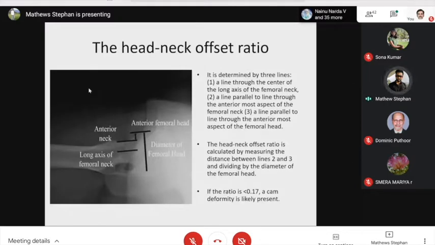Next, head-neck offset ratio. It is determined by 3 lines. A line is drawn through the center of the long axis of the femoral neck, and a line parallel to this line through the anteriormost aspect of the femoral neck is drawn, the second line, and a line parallel to that through the anteriormost aspect of the femoral head is also drawn. With 3 lines drawn, the head-neck offset ratio is calculated by measuring the distance between line 2 and 3, this distance, and dividing by the diameter of the femoral head. If the ratio is less than 0.17, a cam deformity is likely.